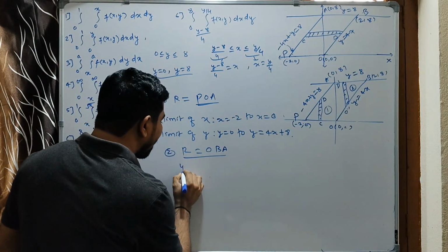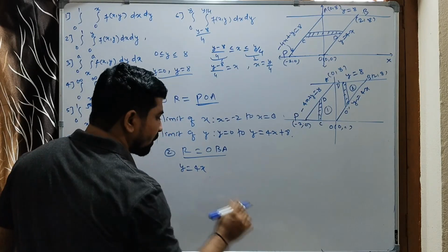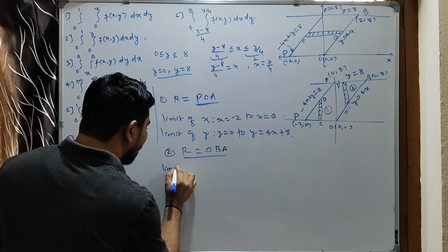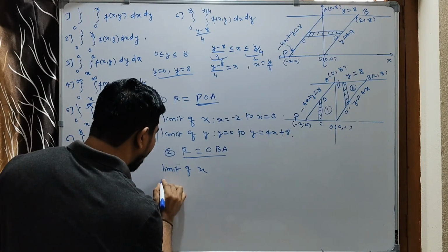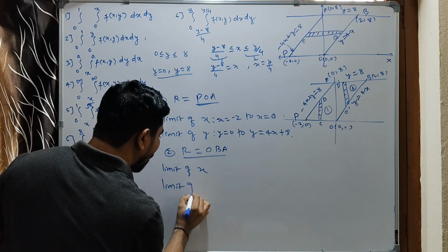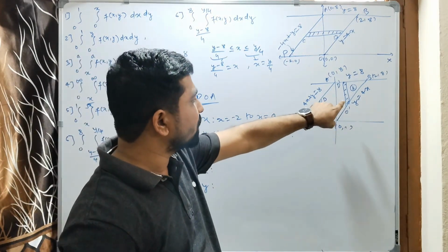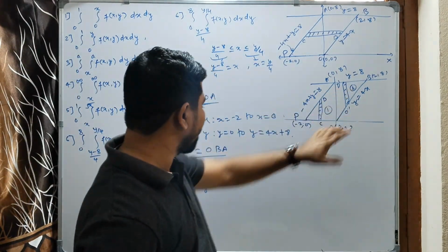So here y equal to 4x, that is the limits of x and limits of y. First I will write the limits of y and then the limits of x.